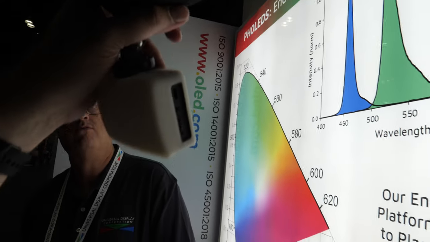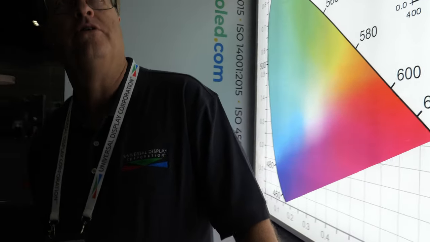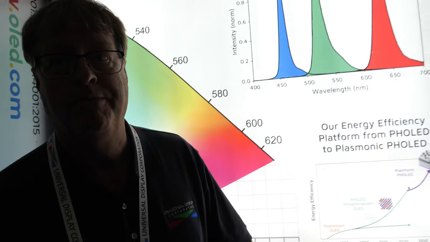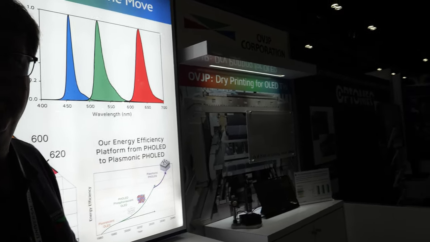And UDC and OVJP have the same logo? Yes. UDC is the parent company. OVJP Corp is a subsidiary of ours, a wholly owned subsidiary. And they're based in Santa Clara, and we are based in Ewing, New Jersey.